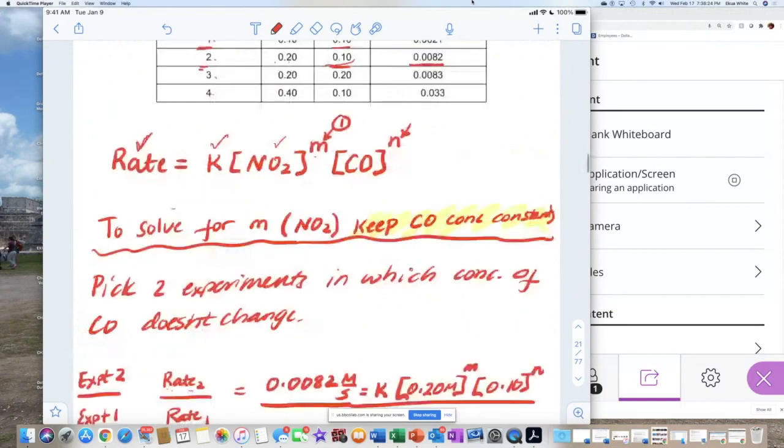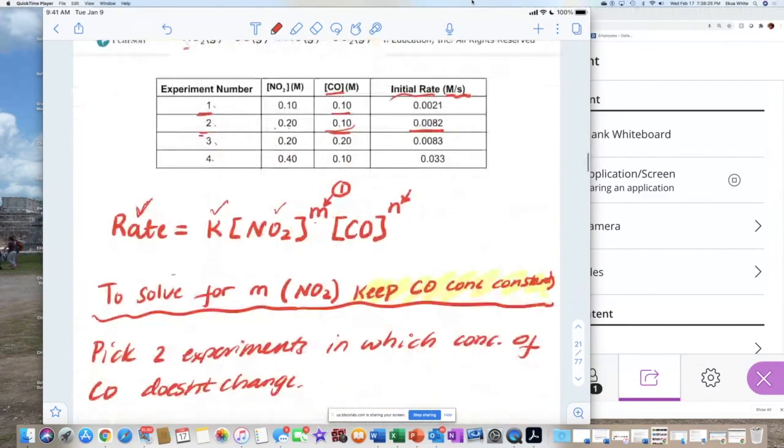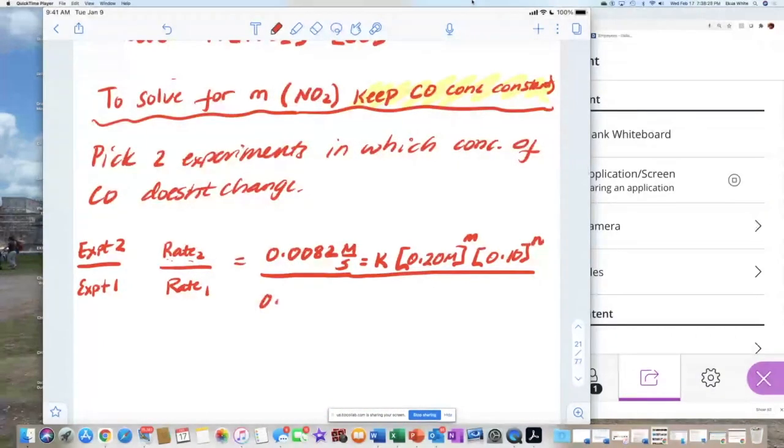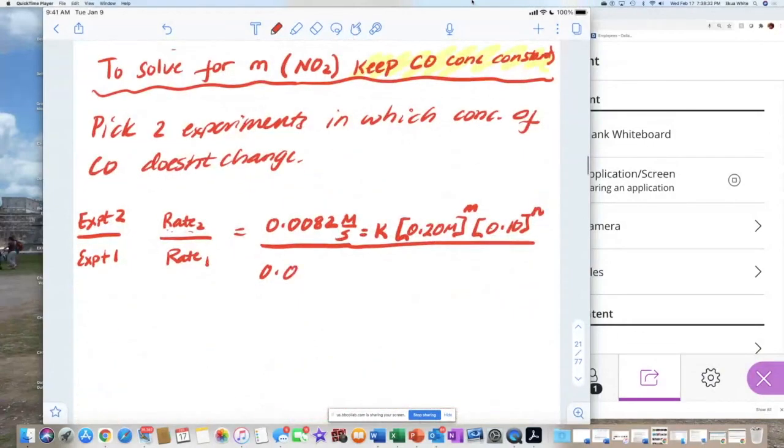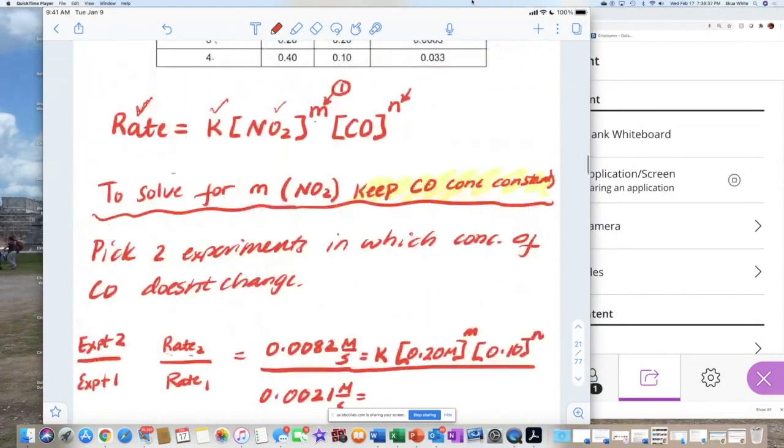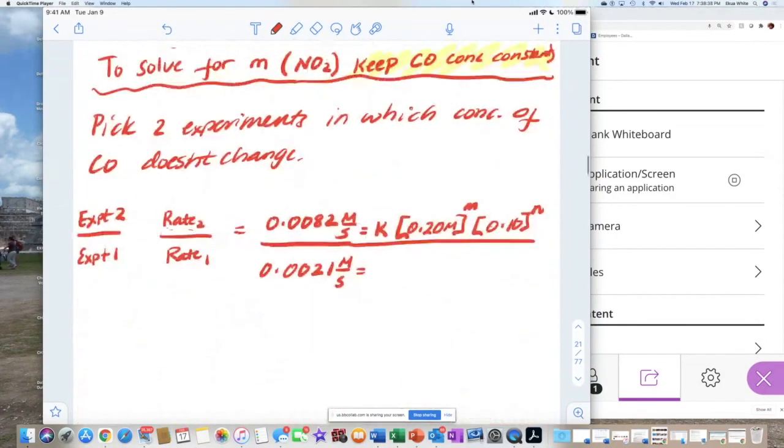So I have to start with the rate for experiment 1. What is that? 0.021. Wait, is it 0.021 or 0.0021? You need to copy those correctly. Don't be like me. Do better than me. Go out there and do better. 0.0021, also molar per second. I don't know what k is, but k is part of that rate law.